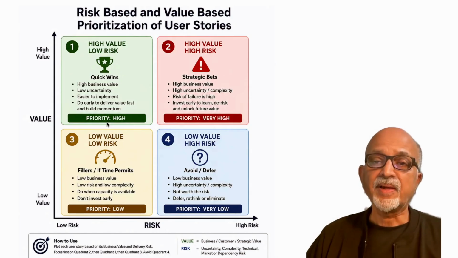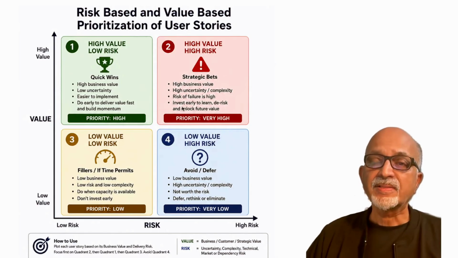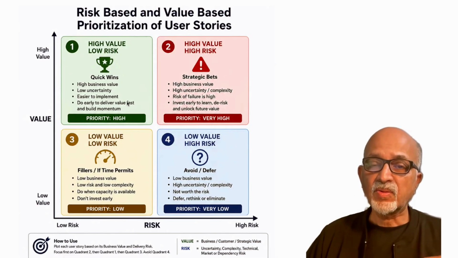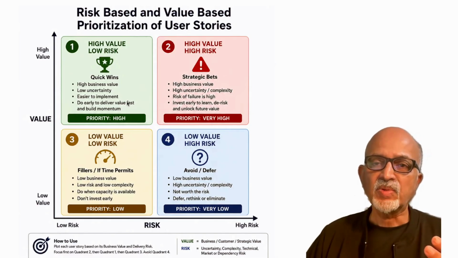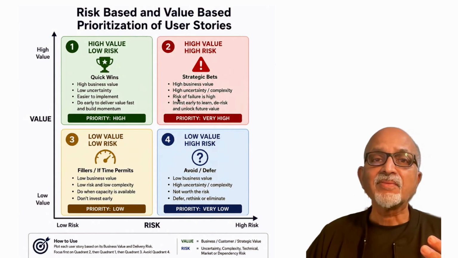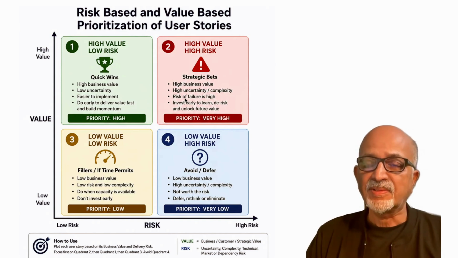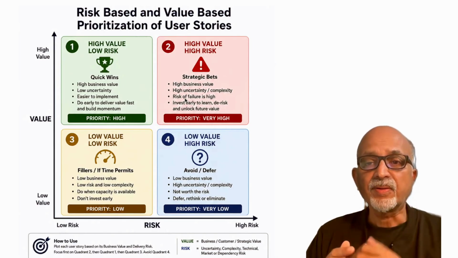The priority can be high for it, but the top priority must be for high value, high risk items. Those things should get priority over high value, low risk items, because high value, low risk items, we can do anyway because the risk involved is very low. But high value, high risk items, these are the game changers. So those should get top priority first.